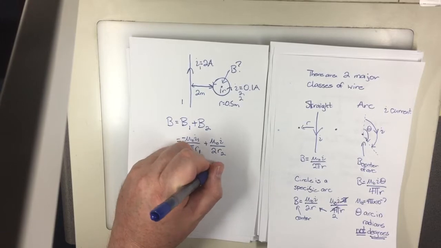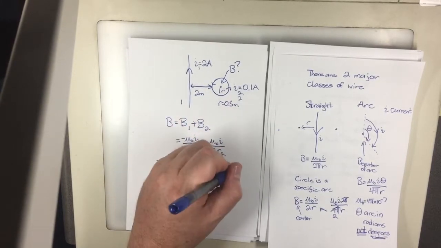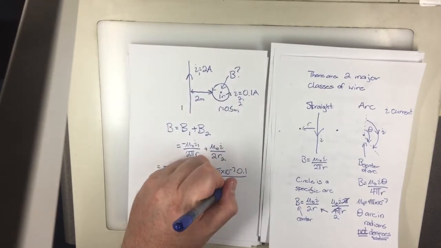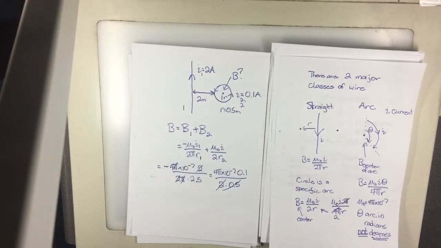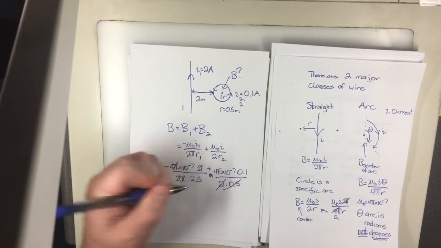Now this is 4 pi times 10 to the negative 7. I is 0.1. This is 2, and R2 is 0.5 or 1/2. That cancels. And we're left with a lot of stuff. Negative 4 divided by 2.5. This is not an equal, that's a plus.